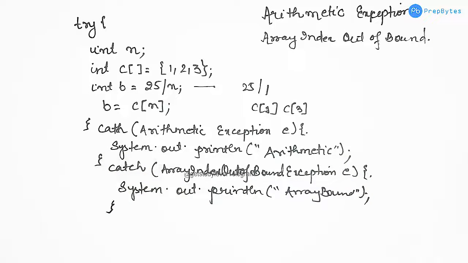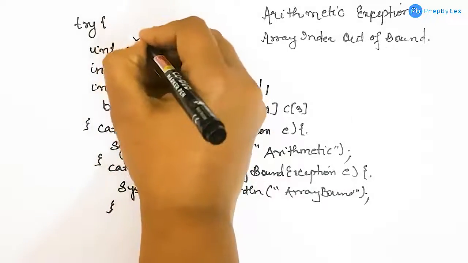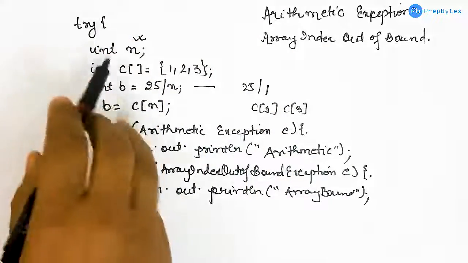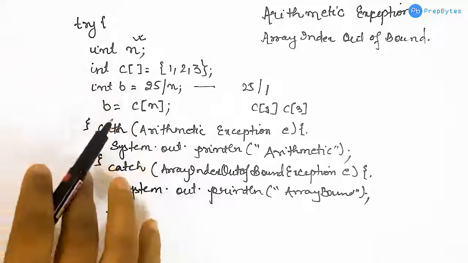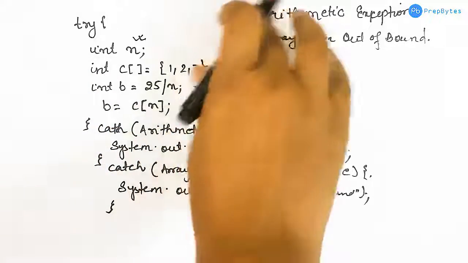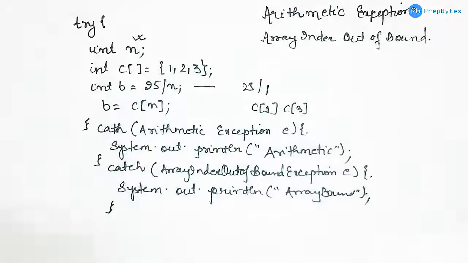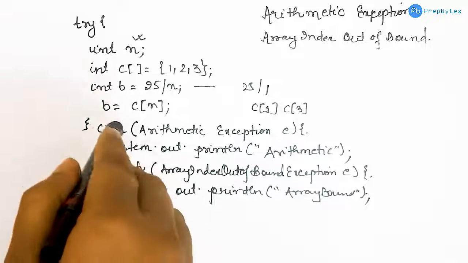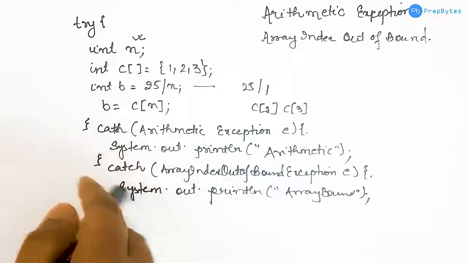Okay, so now let's try to understand what happens. Let's say first we have n is equal to 0. When n is equal to 0, Java throws arithmetic exception. Whenever an exception is thrown and there are multiple catch statements, Java goes on to the catch blocks one by one to see if there is a match.